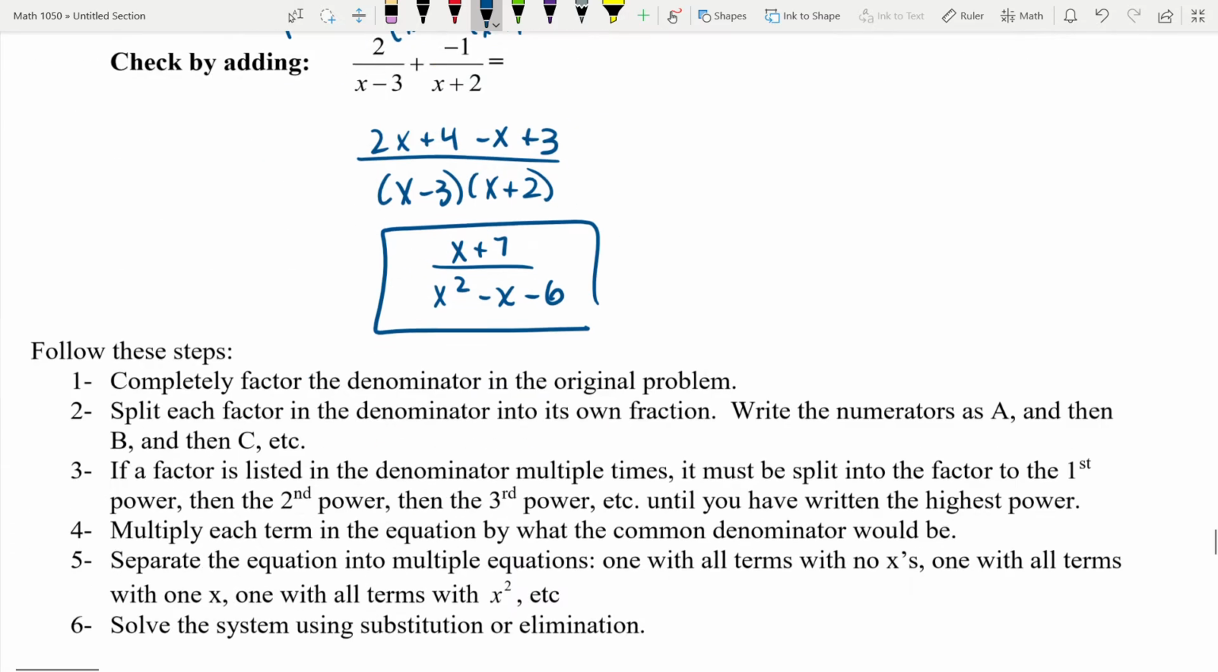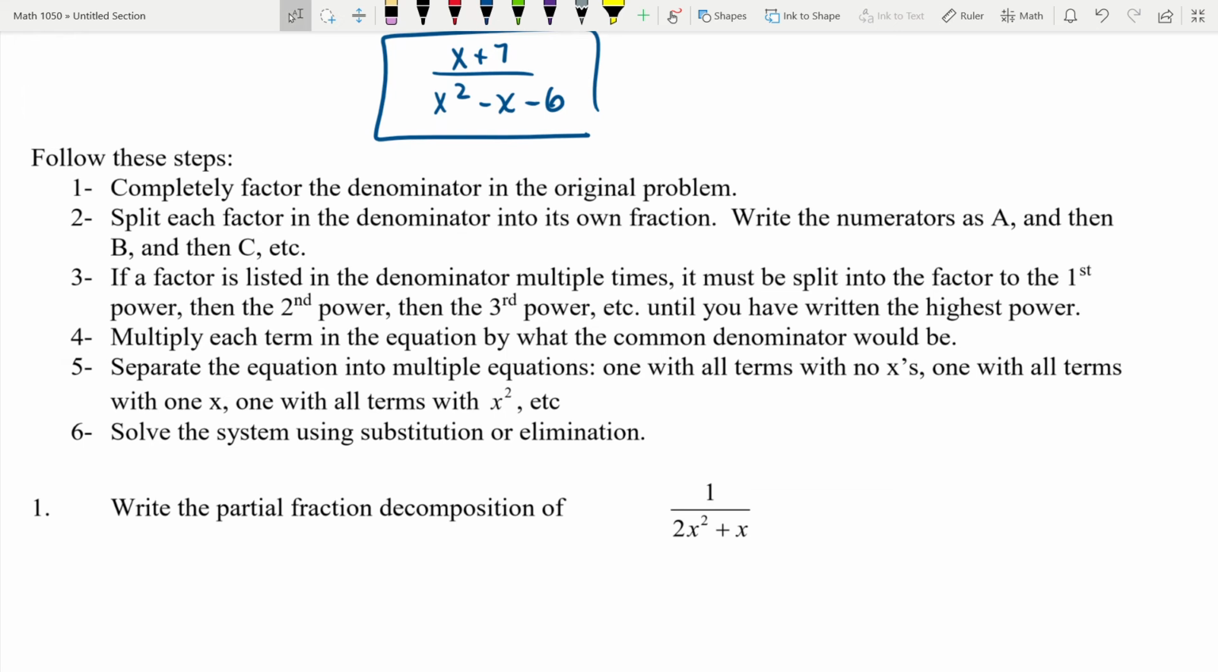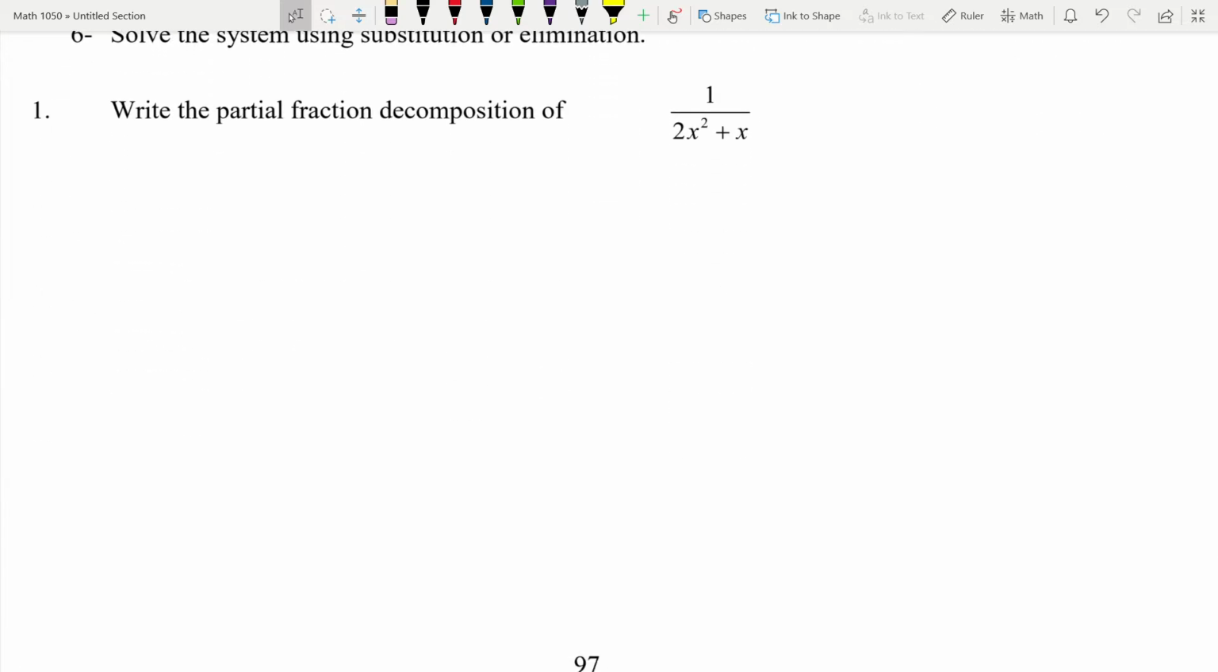All right. Here are the steps, okay, and I'll kind of discuss the steps as we go through, but the first step is to factor the denominator, okay? So let's go ahead with question number 1. So you have 1. Now, if you look at the denominator, both of those terms have an x, so I can take out an x. If I take out an x, I'm left with 2x plus 1, okay? So that's the first step.